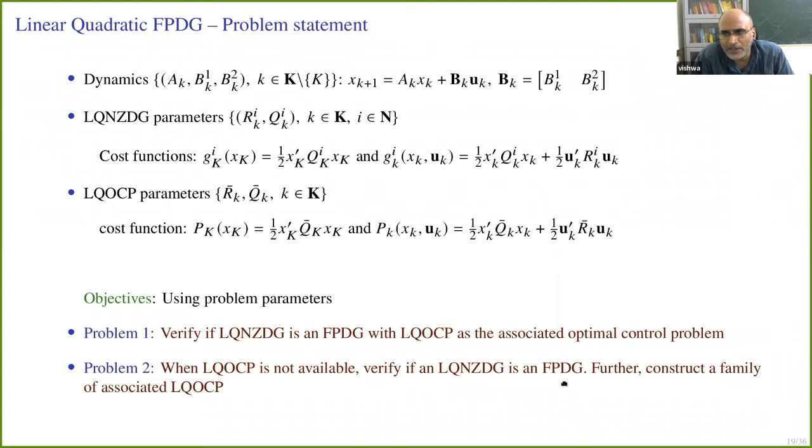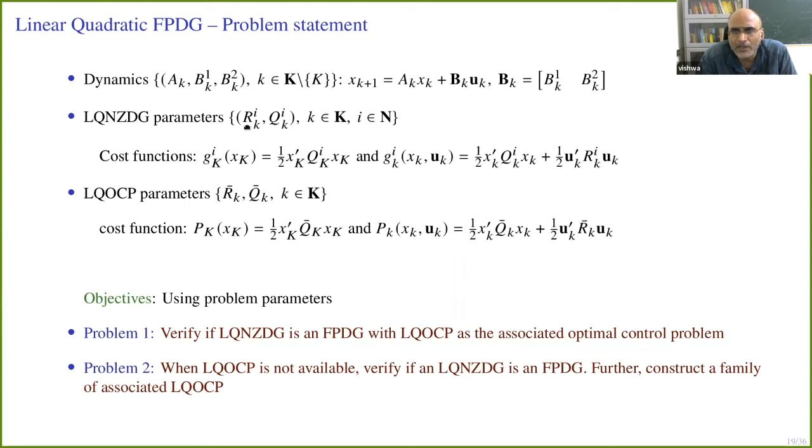So here in linear quadratic games, the advantage is we know the functional form of the value functions. When I say a linear quadratic difference game, it is identified with the parameters A, B1, B2. Here I restrict attention to the two-player case, but an n-player extension should not be that difficult. The parameters of the objective functions are R^k_i and Q^k_i. Basically these are the game parameters, and the optimal control problem parameters are R^k bar and Q^k bar.